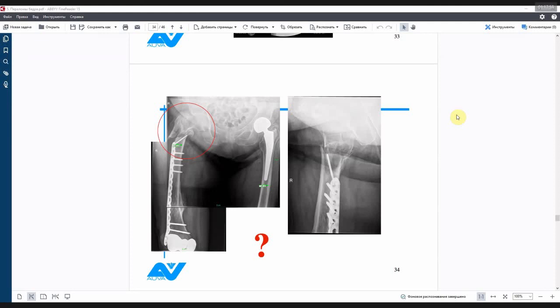Anterior drawer test. Pull the tibia anteriorly with the knee flexed 90 degrees to test for tear of the anterior cruciate ligament. Posterior drawer test. Push the tibia posteriorly with the knee flexed 90 degrees to test for tear of the posterior cruciate ligament. The most common ligament injuries are tears of the medial collateral ligament by a blow from the lateral side of the knee and tear of the anterior cruciate ligament by twisting on a planted foot.